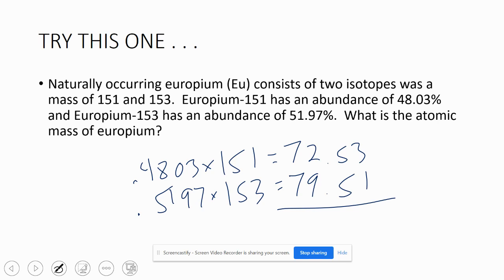And then we add these two together. 72.53 plus 79.51 equals 152.04, and that would be grams per mole if we were doing that. But on the periodic table, it's going to be that. So that would be the average atomic mass of europium based on the two different isotopes.